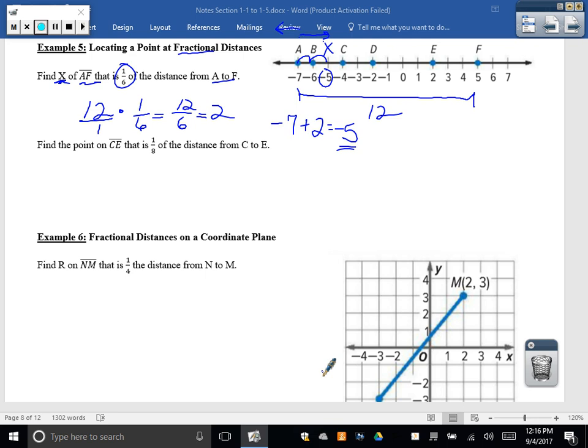Okay? So take a look at the next problem. We want to find the point on CE that is 1/8 the distance from C to E. So if you need to, go back and rewatch that portion of the video. But pretty simple. Use your fractions wisely. Okay? All right.